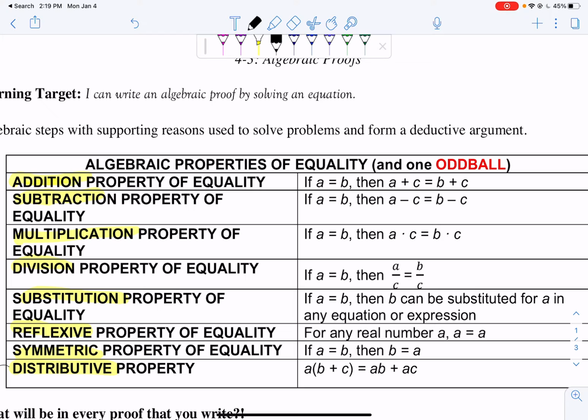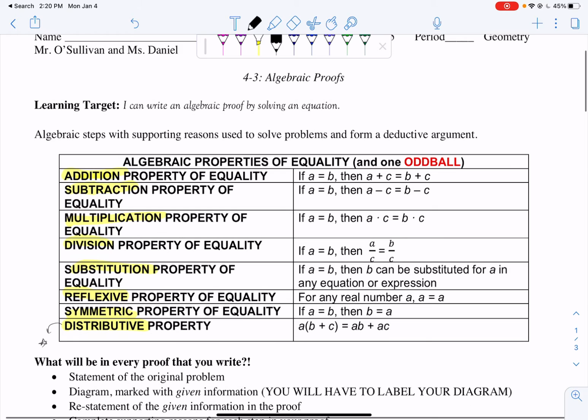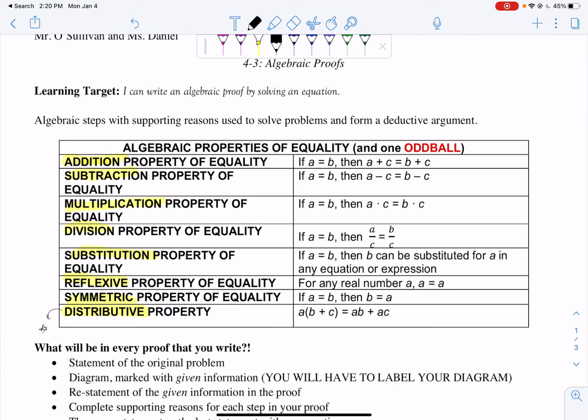So the addition property of equality: if A is equal to B, then A plus C equals B plus C. These are all things you can read. But again, the ones that are above distribution are the ones that we're going to be using in our geometric proofs quite often.